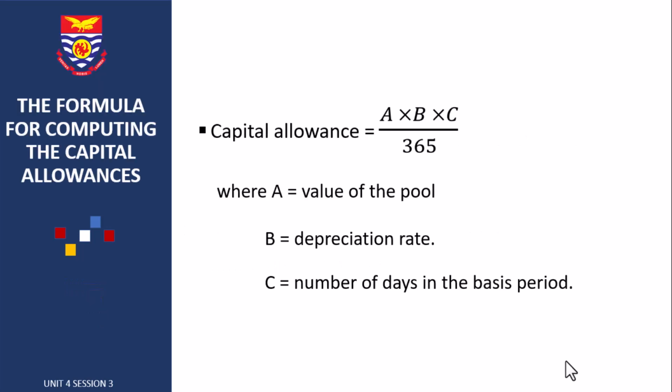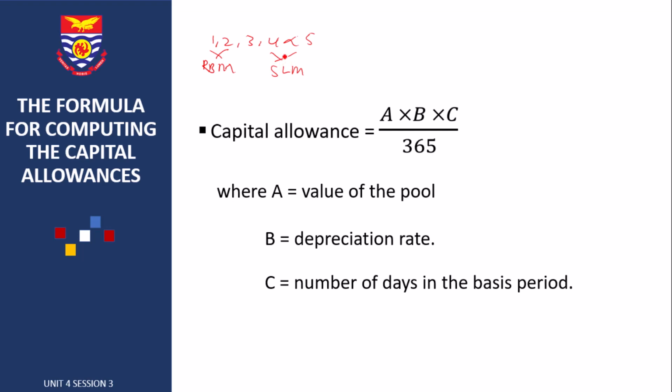Act 896 classifies depreciable assets into a pool of 5 classes. So we have 1, 2, 3, 4, and 5. For classes 1, 2, and 3, the reducing balance method of depreciation is allowed. And for 4 and 5, we use the straight line method.